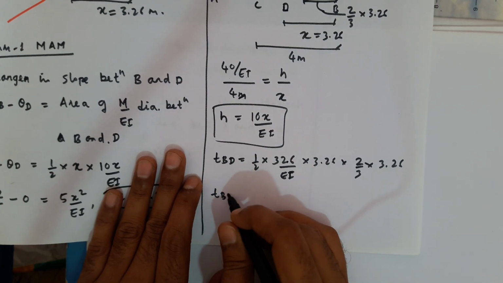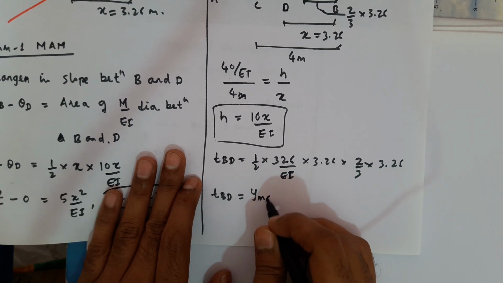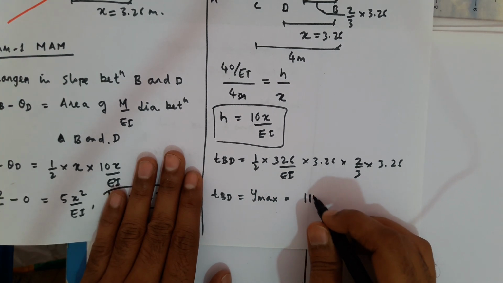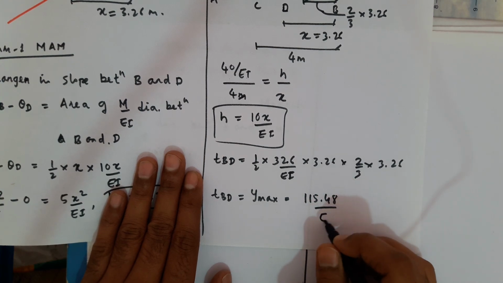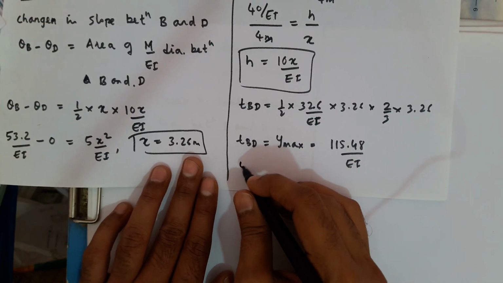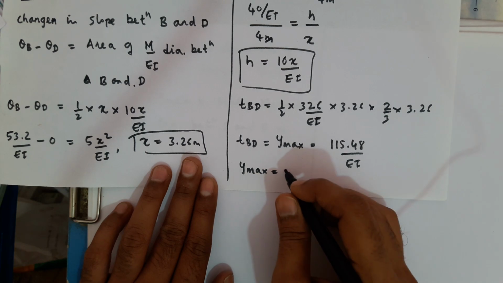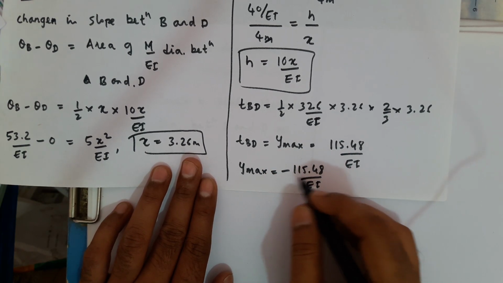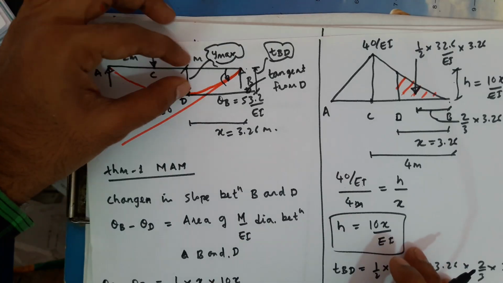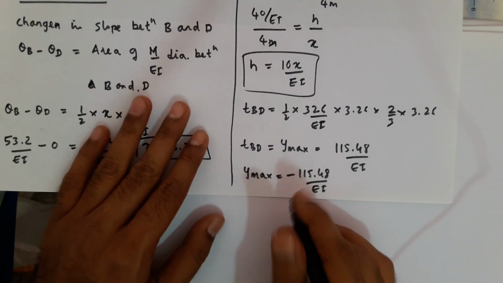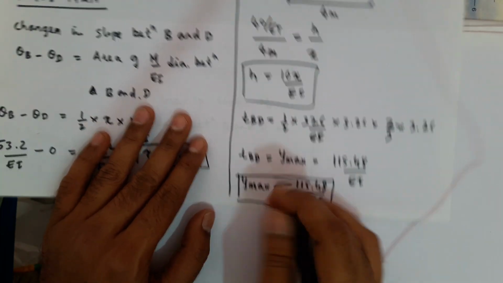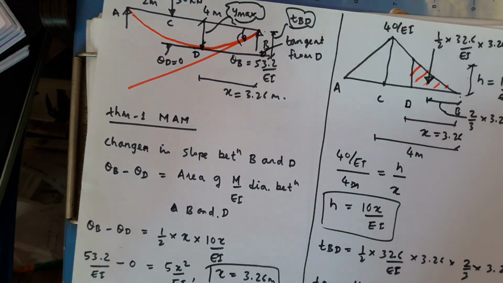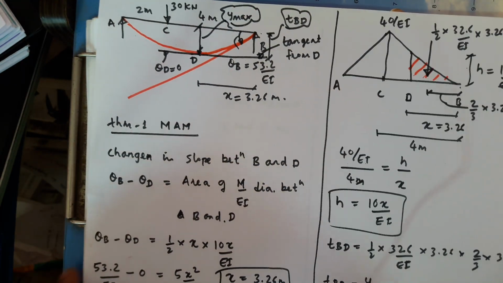So TBD is equal to Ymax, which will be equal to 115.48 by EI. Ymax equal to minus 115.48 by EI. I have written minus to show that the deflection is downward. So this is the maximum deflection we have calculated, and we have also calculated the position of maximum deflection.